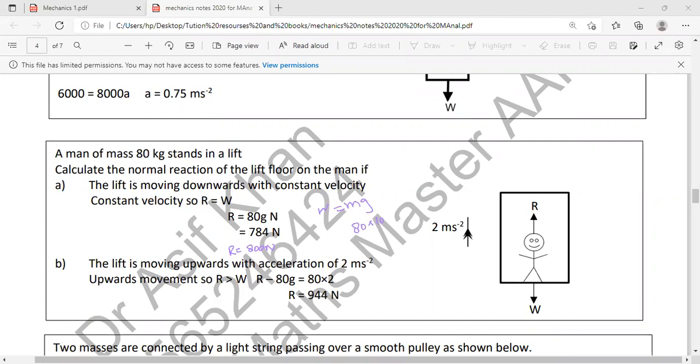Huh? I did not hear you say the movement of the lift. That's why I said W. It is mentioned in the question, my dear. Yeah, the lift, my bad. The lift is moving. There, that one.